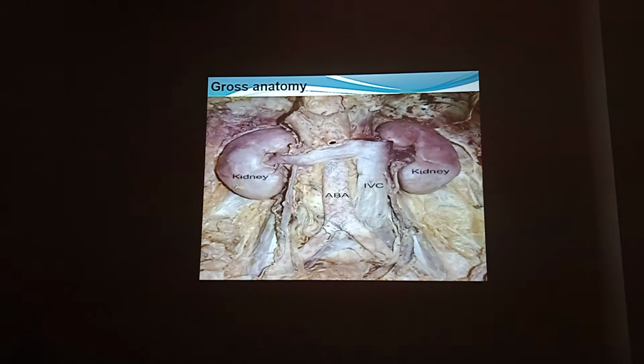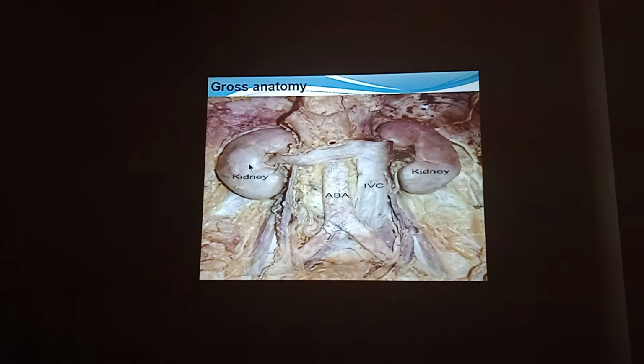A little bit about the gross anatomy. Here you can see this is right kidney and this is left kidney. They are situated in the paravertebral gutter. Here is the abdominal aorta and inferior vena cava. This is inferior vena cava. This is abdominal aorta, and it overlies the vertebral column. Beneath that is the vertebral column, and this is the paravertebral gutter where kidney lies, and it faces anterolaterally. It is not straightforward.